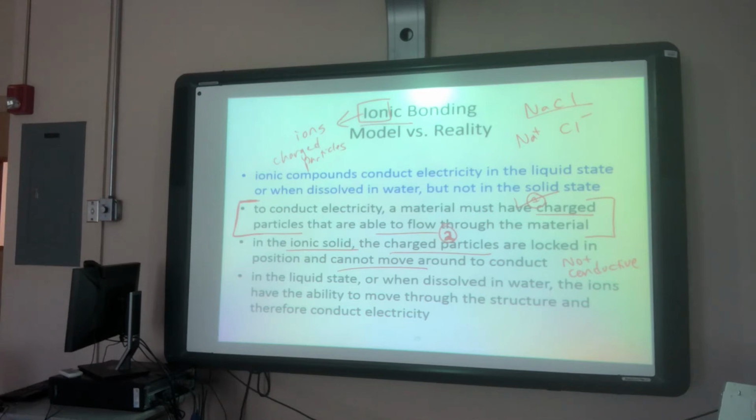The only way I can fix this is to take this solid and either melt it and put it in the liquid state, or dissolve it. If I put it in the liquid state or I dissolve it, now my ions, my charged particles, can move, now they can flow. So in summary, ionic compounds do conduct electricity, but only when they're in the liquid state or when they are dissolved in water. Because in the solid state, they're not going to be able to flow. To conduct electricity, you have to have charges and they have to flow.